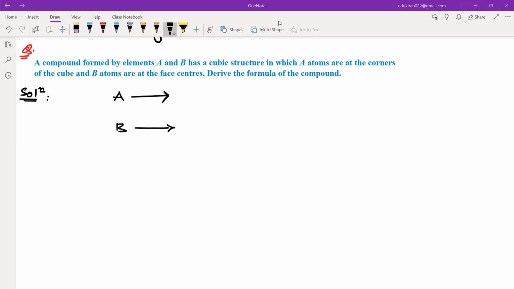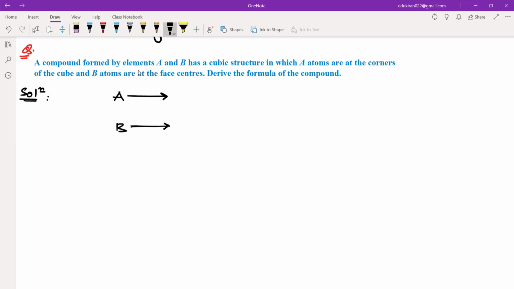Compound A is formed by elements A and B, has a cubic structure in which atoms of A are at corners of the cube and B atoms are at the face centers. Derive the formula of the compound. Do you understand or mostly no? No. Okay, fine. So just wait for a bit.